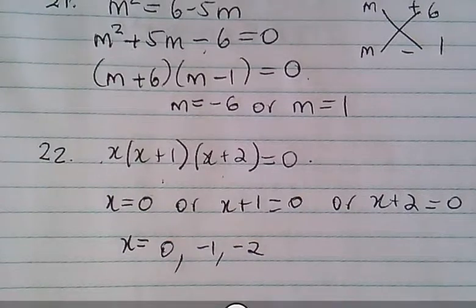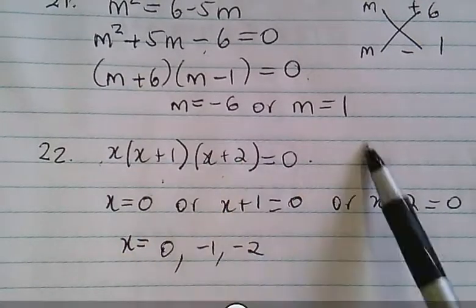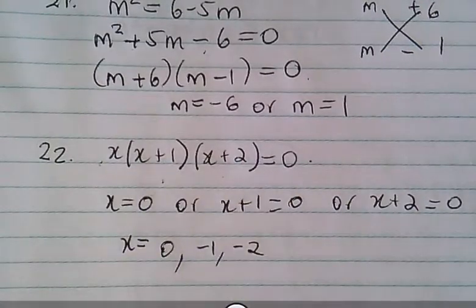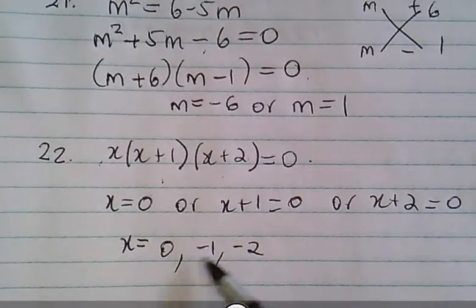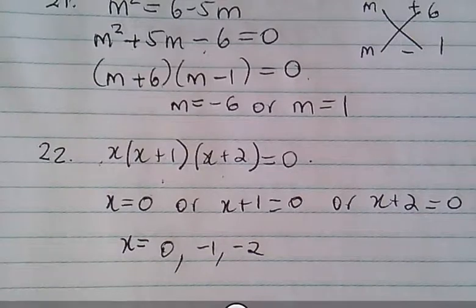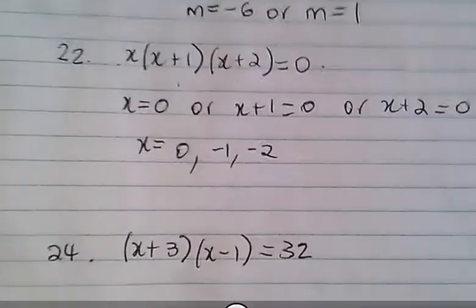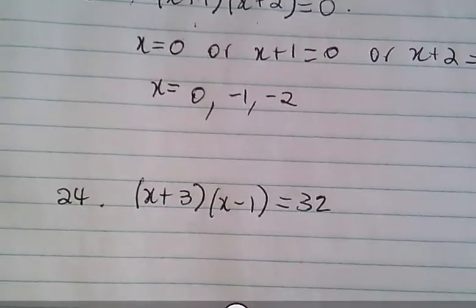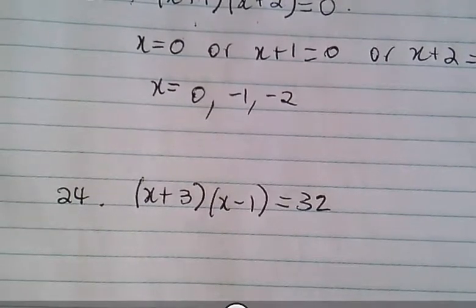Because one of them has to be 0 if you multiply them together to get 0. One of them has to be 0. So if I multiply these 3 things together to get 0, one or more of them must be 0. So therefore, x could be 0, negative 1, or negative 2. Okay? So this one, see, you cannot solve it like that. This is a quadratic this time.